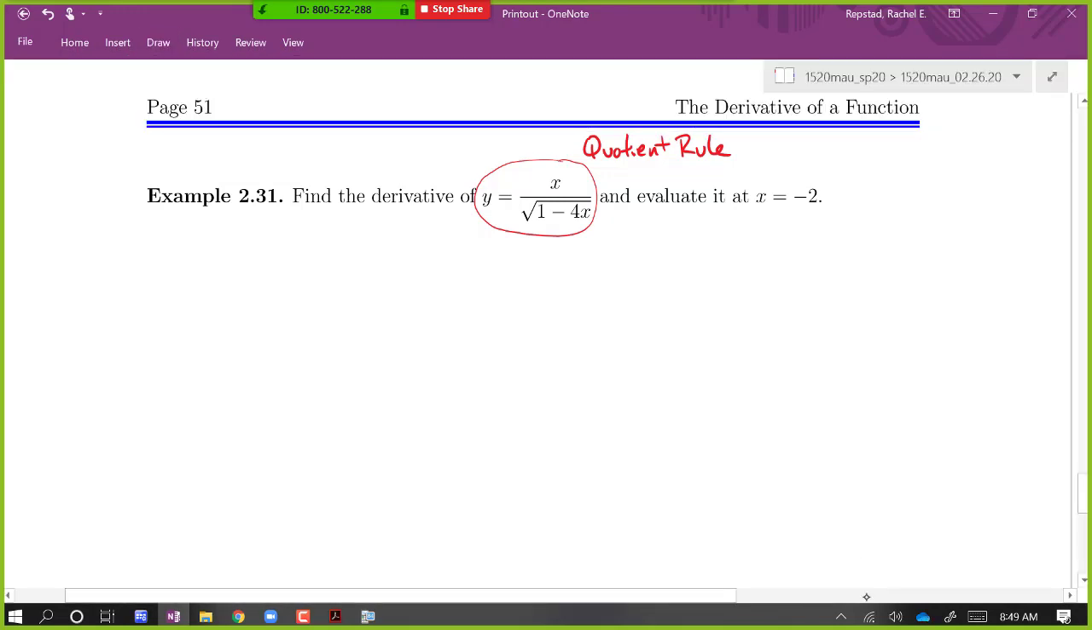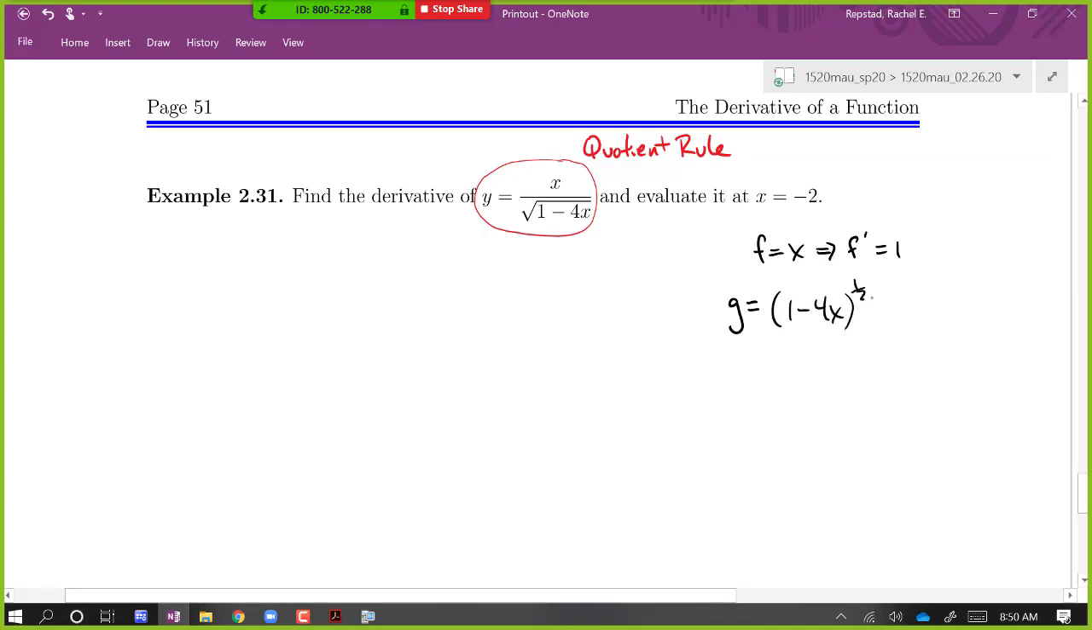And so that means our f function is always on top. F is equal to x. That means f prime is just 1. What is our g function? How do I want to write it in order to help me take the derivative? One minus 4x to the 1/2. Yeah, good.